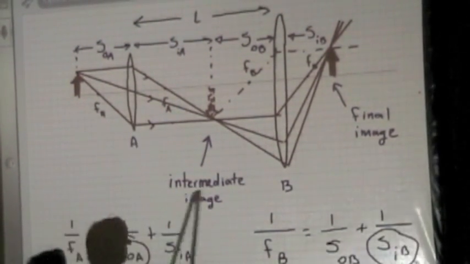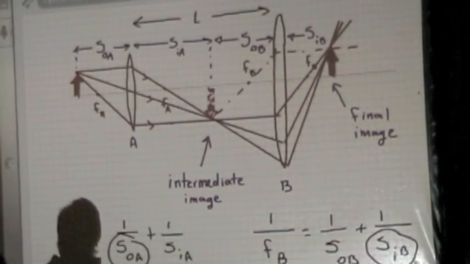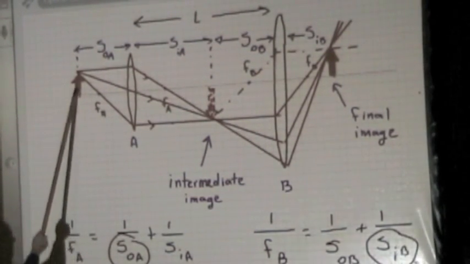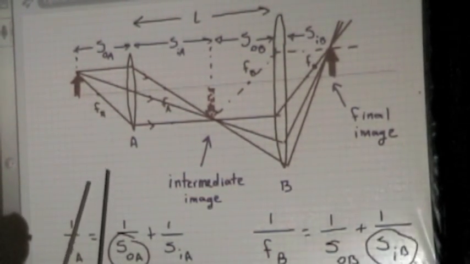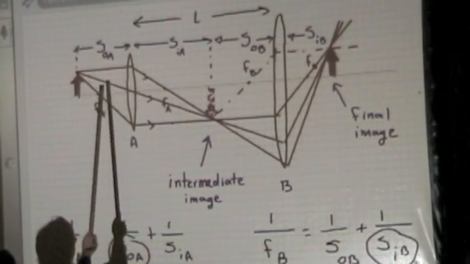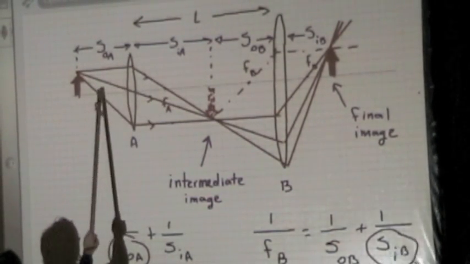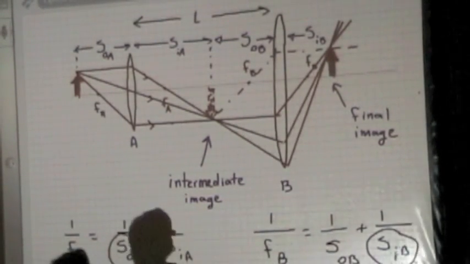So in a typical setup, let's say that you have two converging lenses, one that I label here A and the other one I label B, and you have an object somewhere here. The focal points of each lens are indicated here. These are the two focal points for A. These are the two focal points for B.